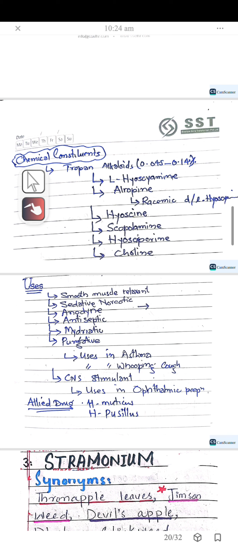Now come towards the active constituents or chemical constitution of this plant. It contains 0.045 to 0.14% of tropane alkaloids, in which there are L-hyoscyamine, atropine, which is the racemic mixture of dextro and levorotatory forms, and hyoscine is also present in this plant. Scopolamine, hyoscypicrin, and choline. These are the alkaloidal contents present in this plant, Hyoscyamus niger.